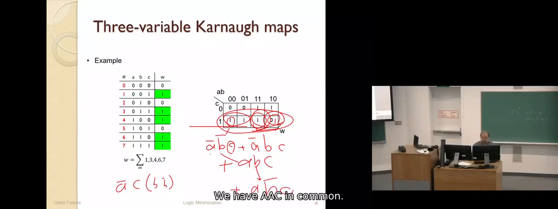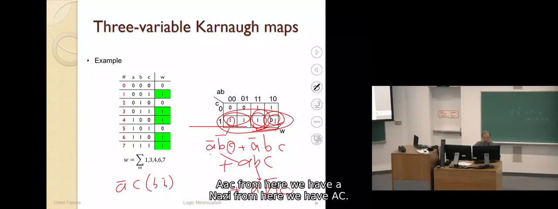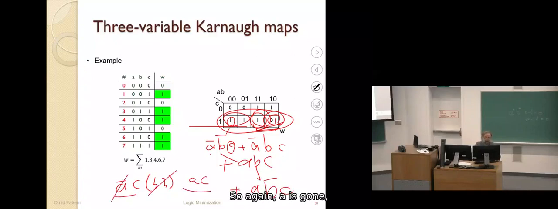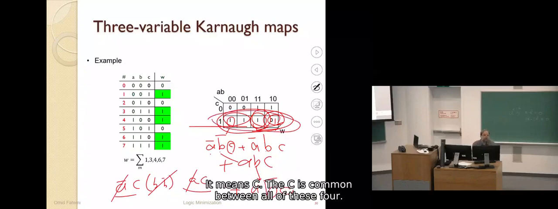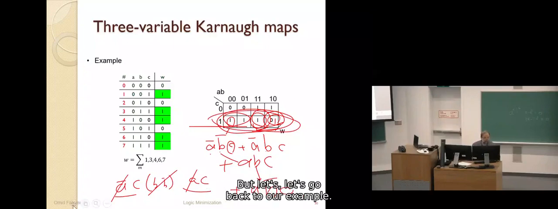From the next 2, we have AC in common. AC. From here, we have A naught C. From here, we have AC. So again, A is gone, only C. So if there are these 4, it means C. You know, the C is common between all of these 4. But let's go back to our example.